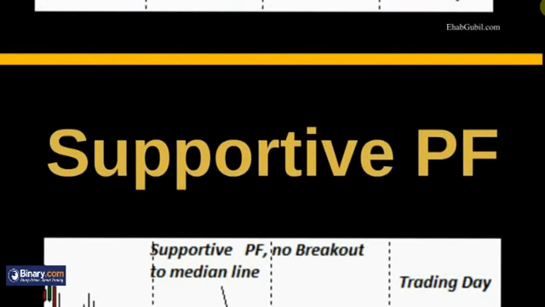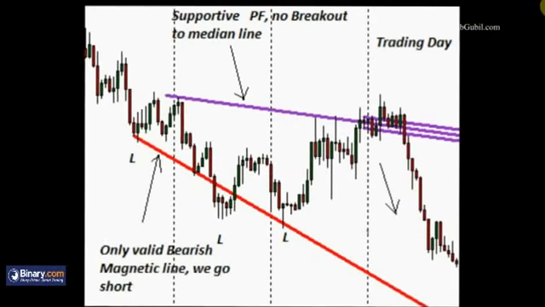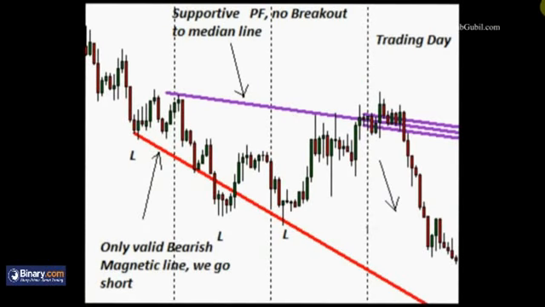For supportive PF, there is no reliable line. We will read using only the valid magnetic trend line with the PF. Since there is no breakout in supportive PF, there is no reliable line and no magnetic PF breakout. We will trade just by the direction of magnetic trend lines only.